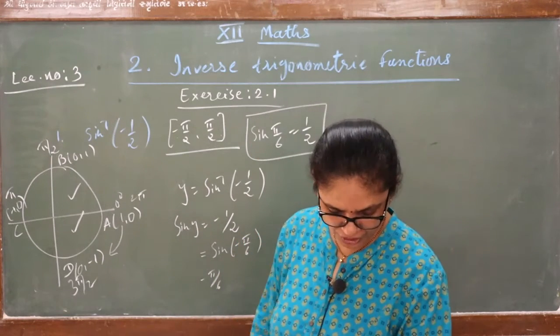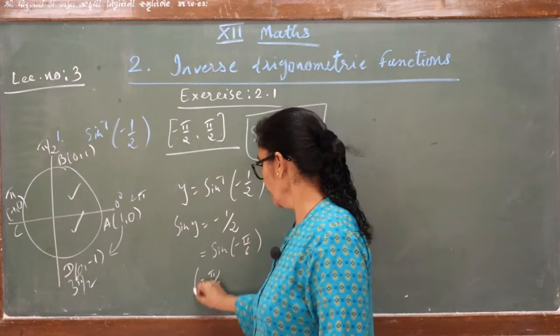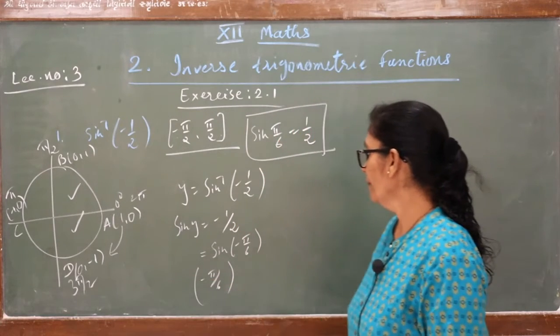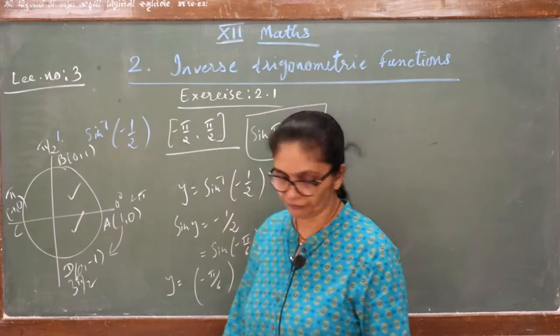Here what is your question? Write the principal value for this. So here the principal value will be minus pi by 6, for y.